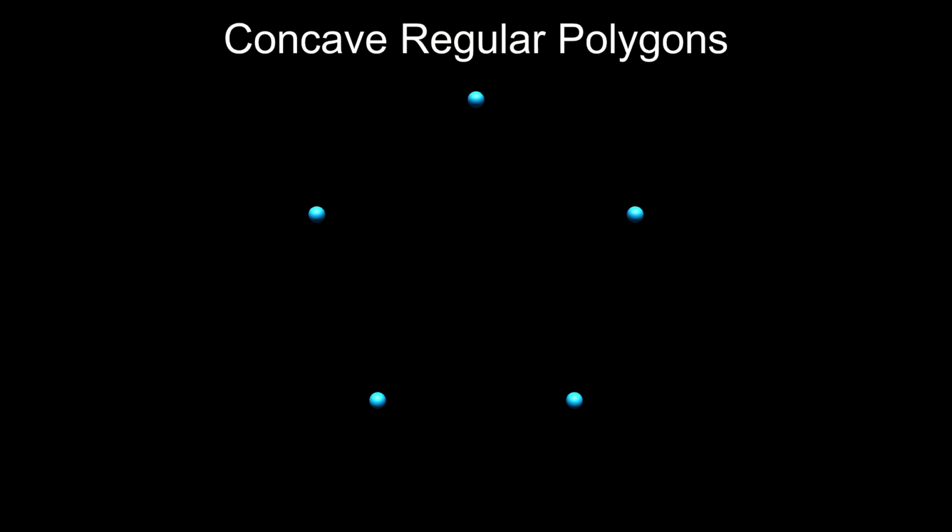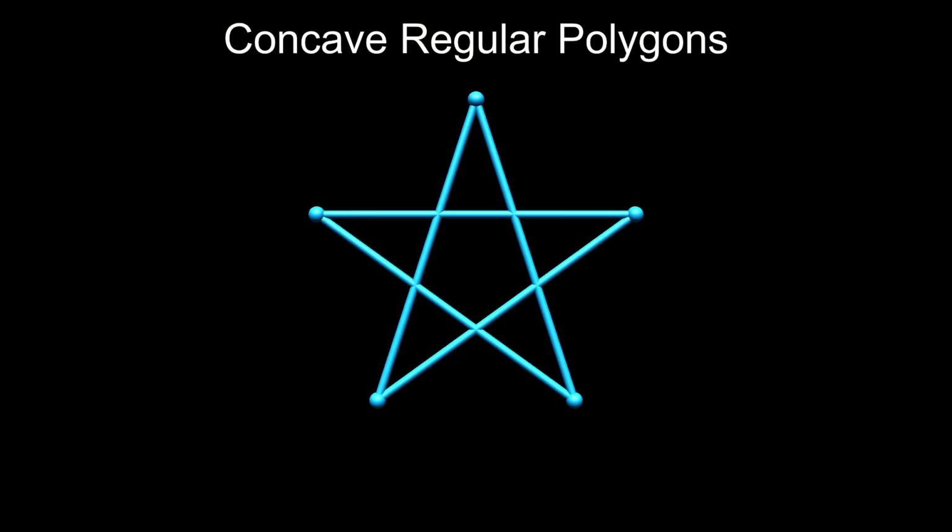You can create a non-convex polygon by plotting the vertices of a convex polygon, then connecting them, missing out a vertex each time. So a pentagram is a pentagon's vertices, joining every second vertex. A pentagram is also called a 5/2gon.